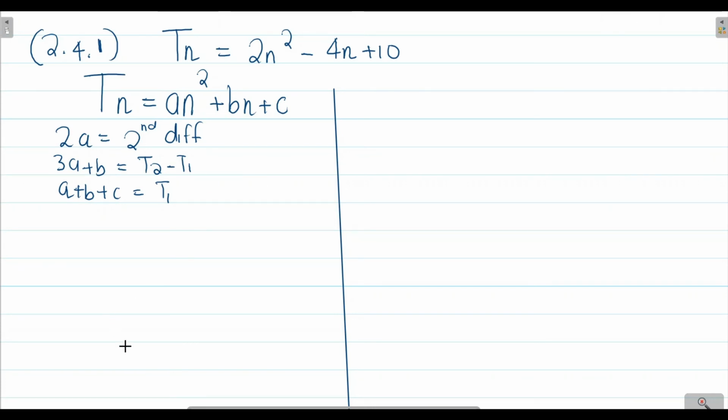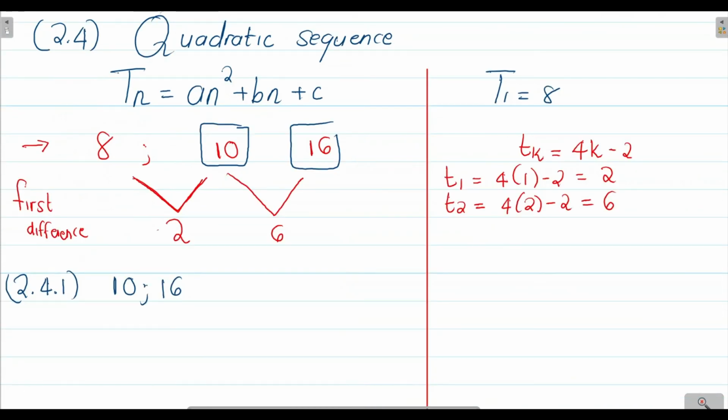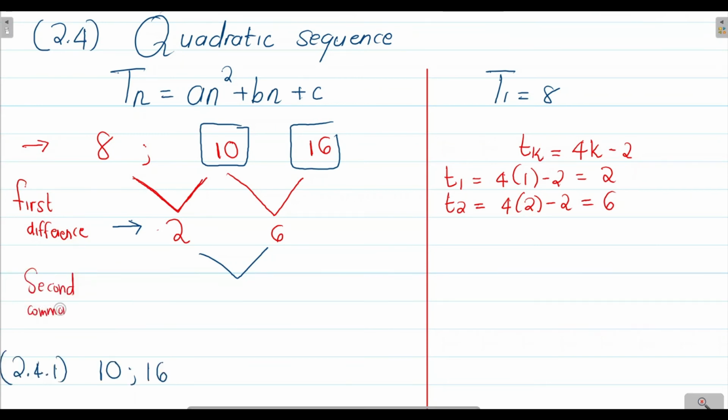Okay, so let's start. 2a is equal to the second difference. So what is our second difference? If you go to our previous slide, how do you get your second difference? This is our first difference, where you take your term 2 minus your term 1. This gives us your first difference. And to get our second difference, we simply take the second common difference, we just take this 6 minus 2. 6 minus 2 is equal to 4.